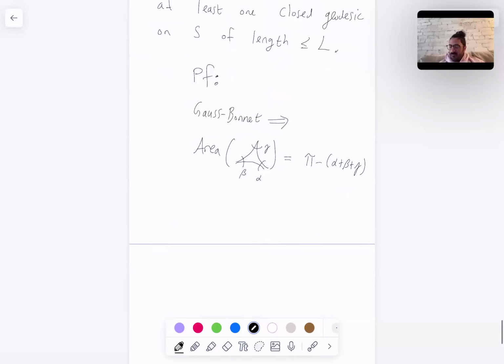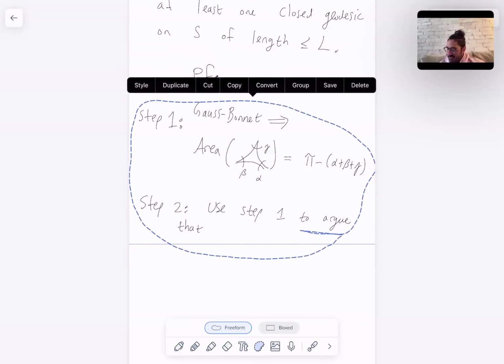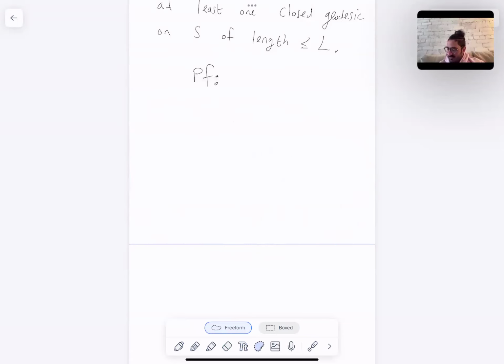Now you can use this very basic fact to argue. So this is maybe step one, the first is Gauss-Bonnet. Step two is use step one to argue that, in fact, I don't even need to say it like this. I'm making things overly complicated for no reason. Let me just rephrase this because I can just apply Gauss-Bonnet directly to the hyperbolic surface. So ignore this and let me rewrite this.